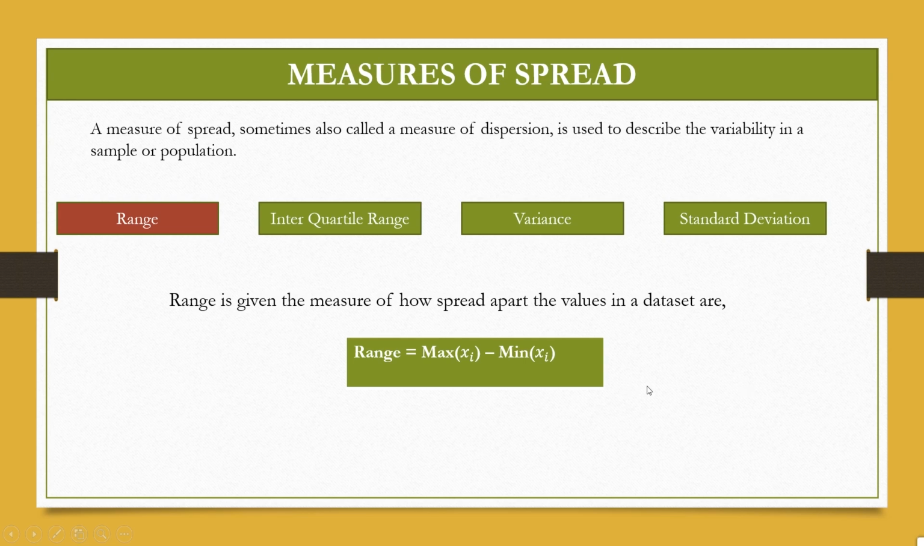Now range is pretty self-explanatory. It is a measure of how spread apart the values in a data set are. The range can be calculated as shown in the formula. So you are going to subtract the minimum value in your data set from the maximum value in your data set. That's how you calculate the range of the data.